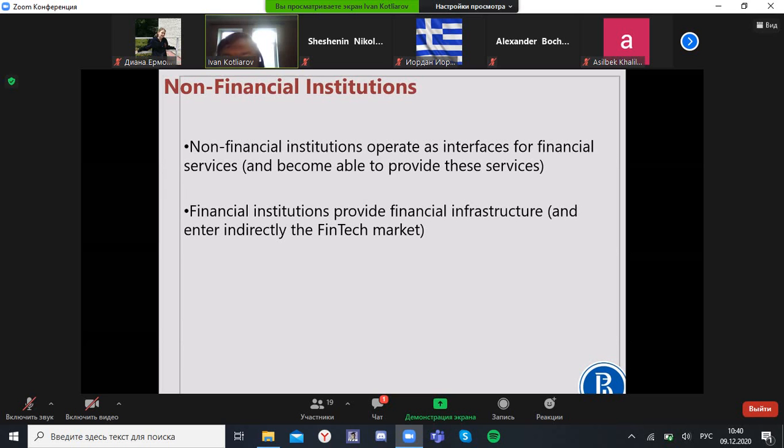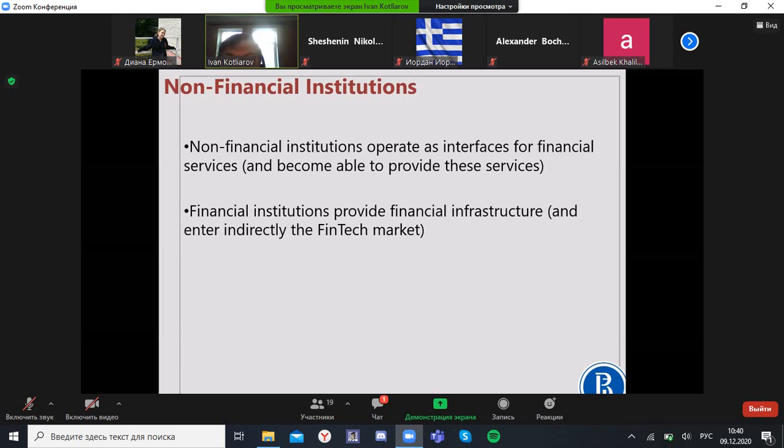When you use Vkontakte to send a payment, you get an idea that you're a financial customer of Vkontakte, but it is not so. You indirectly use VTB24 financial infrastructure. So it means that non-financial institutions, in some cases, do not have their own financial infrastructure.